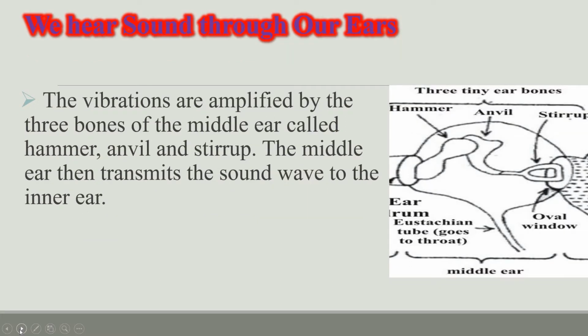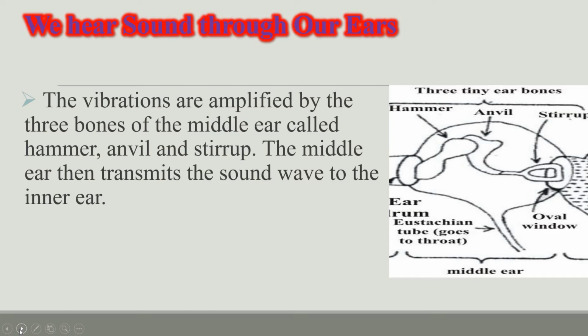The vibrations are amplified by the three bones of the middle ear called hammer, anvil, and stirrup. The middle ear then transmits the sound waves to the inner ear. The other end of the anvil is connected to the third bone called the stirrup, and the free end of the stirrup touches the membrane over the oval window. The inner part of the ear has a coiled tube called the cochlea, and one end of the cochlea is connected to the middle part of the ear through the elastic membrane over the oval window. And the cochlea is filled with liquid.